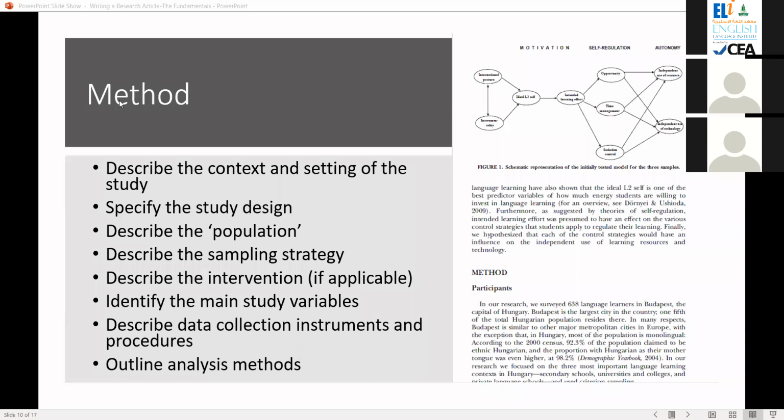Yes. Also, just to give you an idea, my background is not experimental. I'm a qualitative kind of researcher, so I've never done an intervention. But I like reading about interventions and experimental studies and all these kinds of things. This is basically the gist of it. So in this section, these are all of the things that you need to include. Any questions on the methods section?